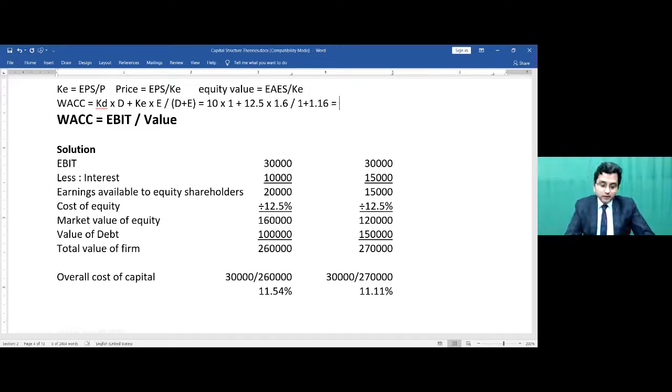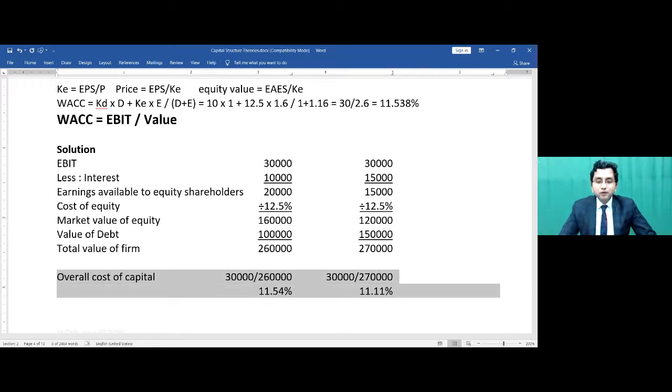So if I try to solve it, it should look like this. 12.5 into 1.6 is 20, plus 1, 30. 30 divided by 2.6. And that's 11.538%. So this is your regular formula, but with the shortcut formula, you are getting the same answer, 11.54% and 11.11%. Okay.